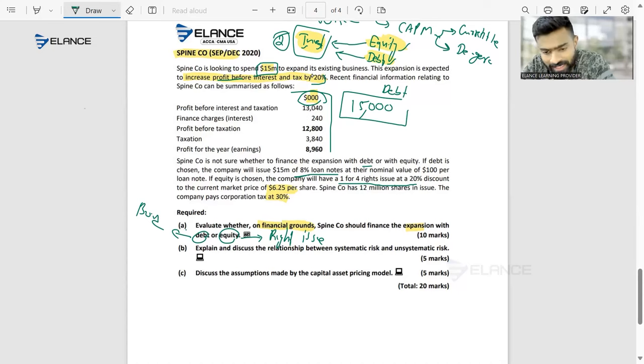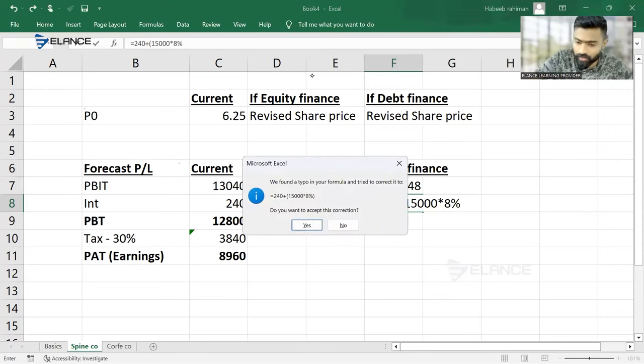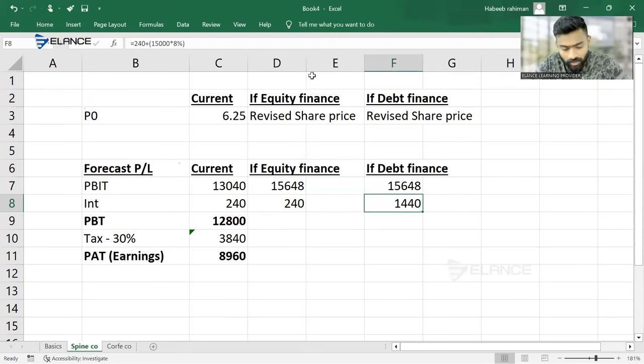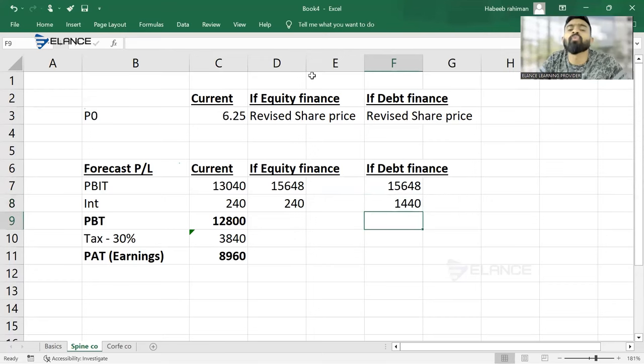And we are taking a loan note with 8% interest. It is charging 8% interest. So our interest will increase by 8% of 15,000, that is 15,000 multiplied by 8%. So the interest will rise by 1,440.